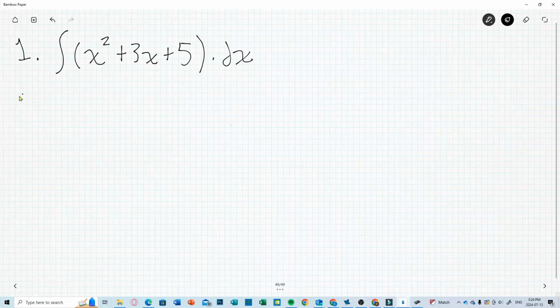Okay, today we're going to be doing 5 medium level integrals. So our first integral is x squared plus 3x plus 5 multiplied by dx.